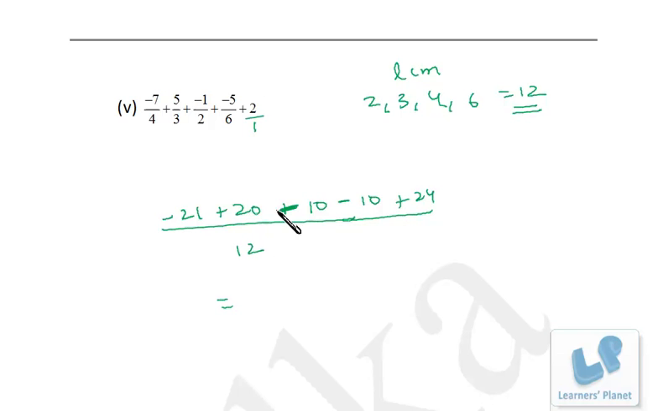Okay, now we just have to simplify this. This is 20 and this is negative 20, so it will be cancelled. Now 24 minus 21 is 3 and this is 12. So if you simplify this, you will be getting 1 by 4, right? And I'm sure you have done enough practice of the sums. Now let's learn to multiply the fractions.